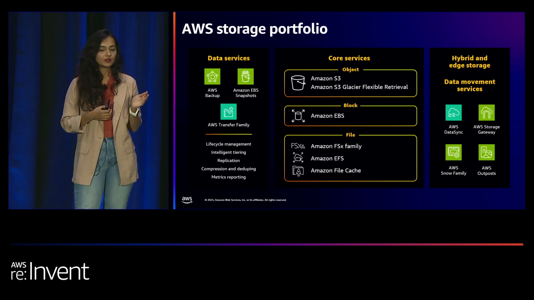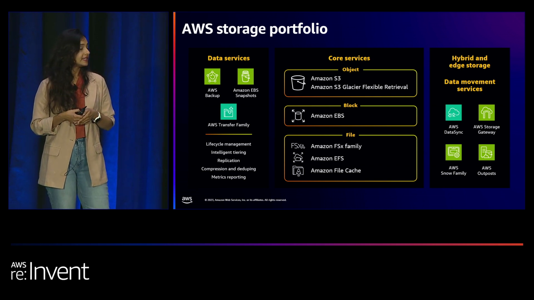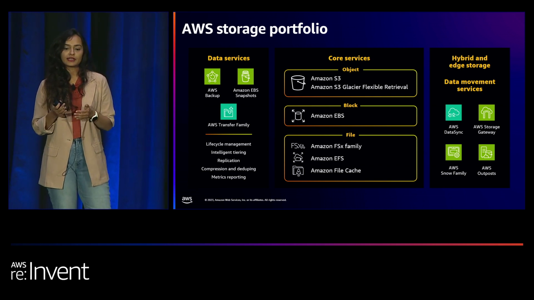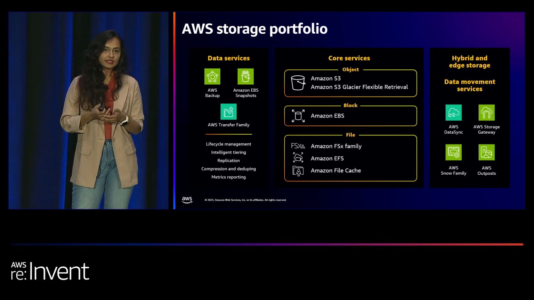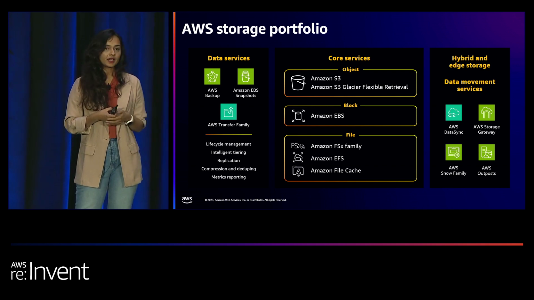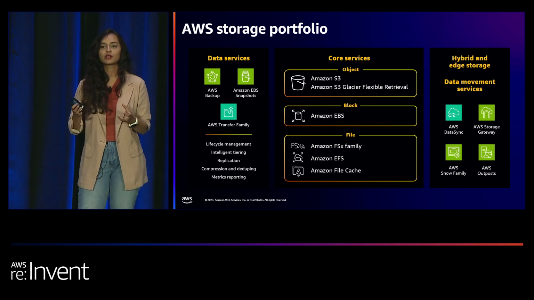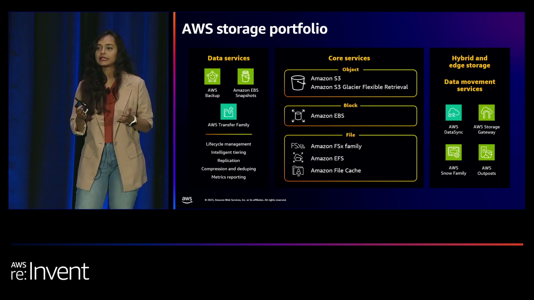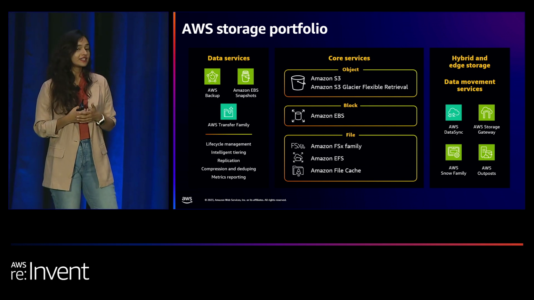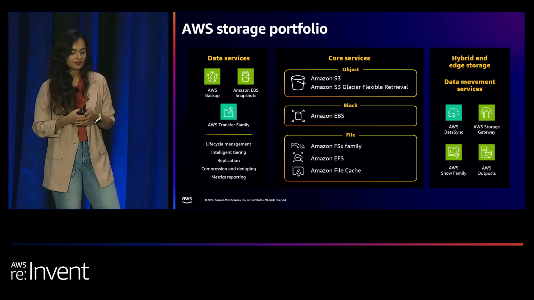On the right, you can see our hybrid and edge storage capabilities along with data movement services such as AWS DataSync and AWS Storage Gateway. On the left, you can see our data protection capabilities such as AWS Backup and Amazon EBS Snapshots. And together, all these services come together to help you build the most secure, compliant, and auditable data estates. And all of these can be easily integrated with your hybrid on-prem or edge-based applications.